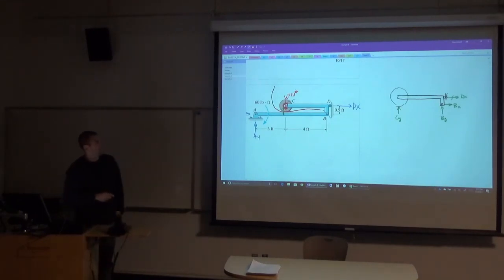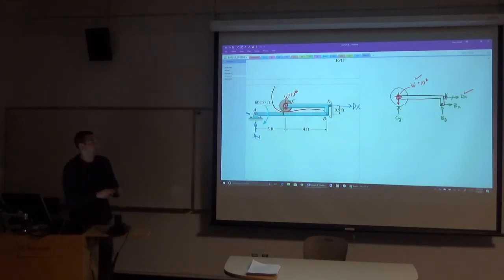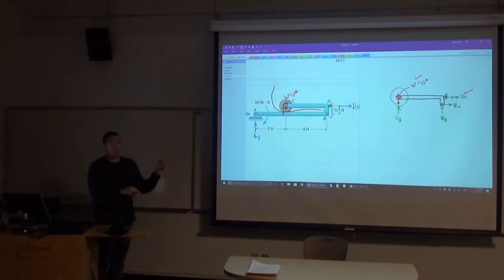And what other force am I forgetting about here? The weight. Yeah, the weight of that roller. It's just being applied at the center of gravity of the roller itself. And so here I also have this weight of 10 pounds. And so I know Dx, I know the weight, I know all of the geometry. I'm just not drawing it on here, but I know it all. Can I solve for Cy, By, and Bx? 3 unknowns. How many equations of equilibrium do I get?